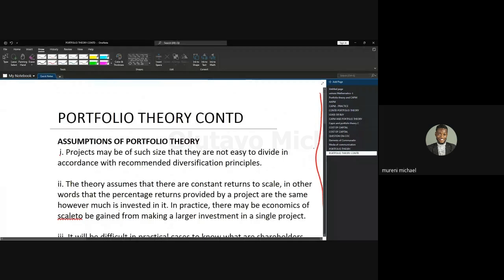Welcome back to the continuation of portfolio theory class. I'm sure you've watched the introduction. This is a continuation where we're going to look at the return of a portfolio, while we also consider the return of individual risk.